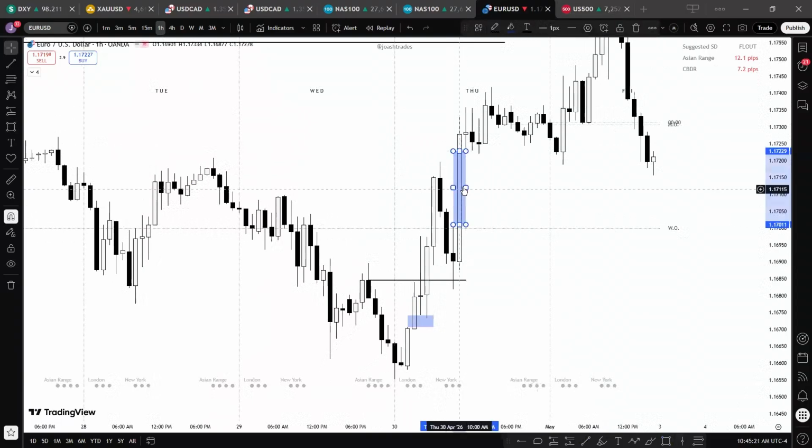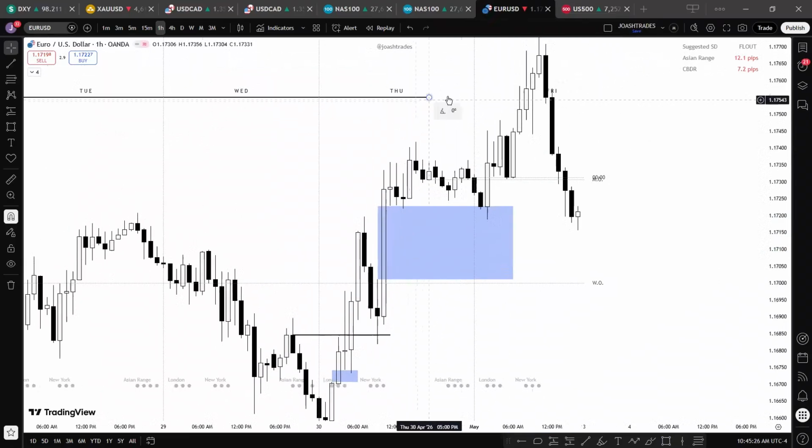Price came back, found support like this, 1, 2, and then boom, took out this high. All right, so our objective has been met. As soon as this objective was met, you will note that we have another order block here. As price was coming down, it disrespected it. It did not find support here.